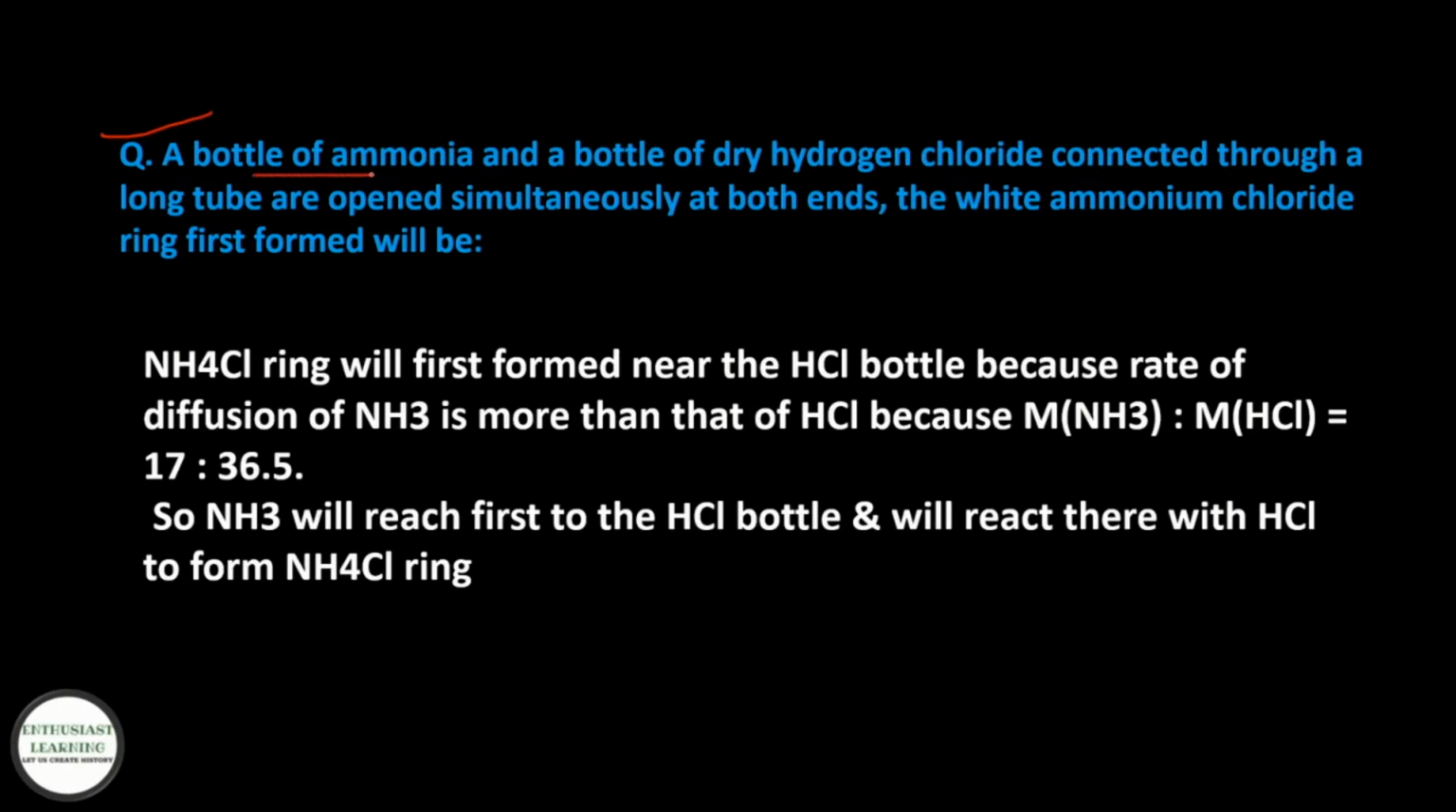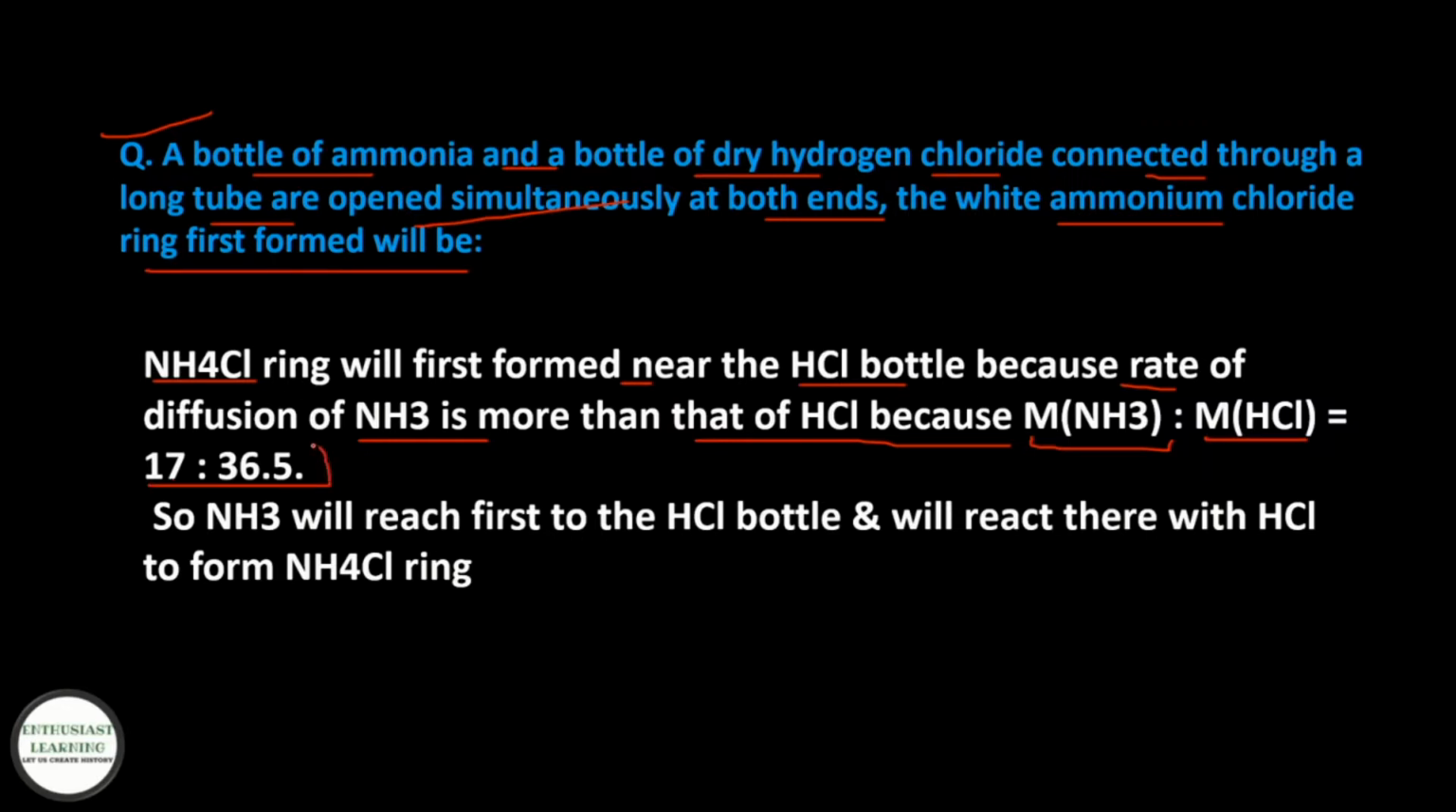Now a question. A bottle of ammonia and a bottle of dry hydrogen chloride connected through a long tube are opened simultaneously at both ends, and a white ammonium chloride ring will first be formed where? We know that the NH4Cl ring will first form near the HCl bottle because the rate of diffusion of NH3 is more than that of HCl, because the molecular mass of NH3 to the molecular mass of HCl is 17 to 36.5. So NH3 will reach the HCl bottle first and will react there with HCl to form the NH4Cl ring.